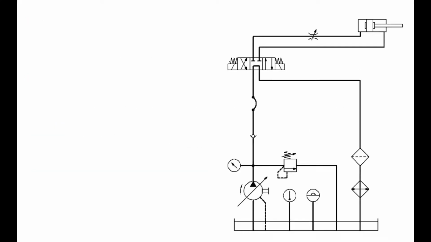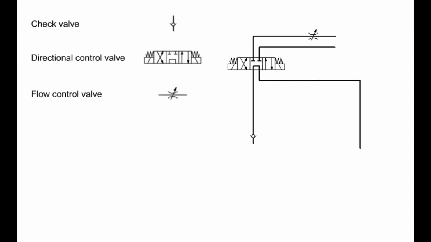We will now look at the functional group of energy control. The purpose of the components in this group is to match the hydraulic energy supplied with the exact requirements of the consumer. This task is carried out by using hydraulic control and regulating valves. Our example consists of the following components: the check valve, the directional control valve, and the flow control valve.